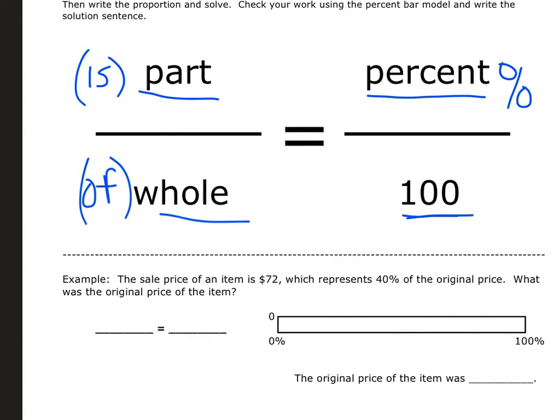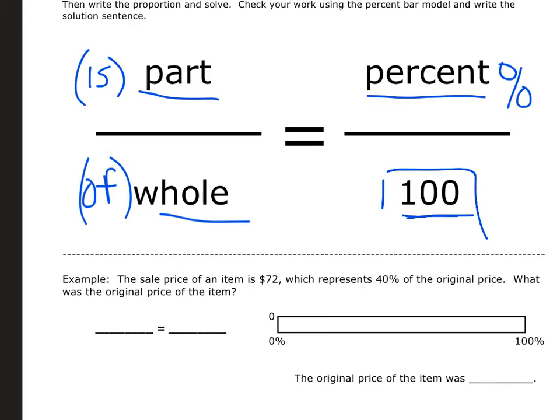So you're not going to have all of these. You'll always have the 100. But one of the part or the whole or the percent will be missing. But you'll have the other two, and that will help you solve it. You will be able to solve it based on what information you do have. You can also use a percent bar or a tape diagram, whichever you like to call it.